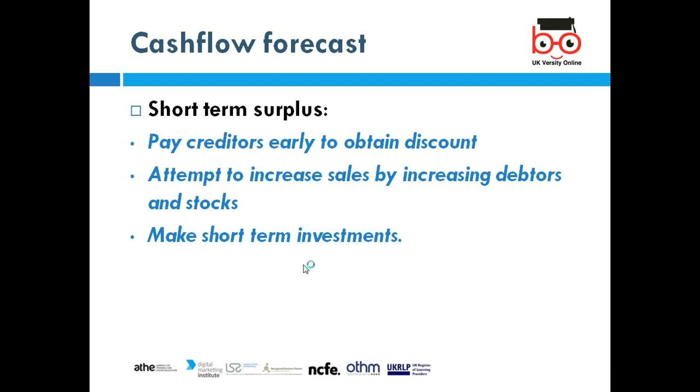So looking at the cash forecast, with a short-term surplus, pay creditors early to obtain the discount, or attempt to increase sales by increasing the debtors and the stock. Okay, cash is the lifeblood of any business. If we have cash, we have good bargaining power. So in a business, we always forecast. If we don't have our own cash, we need to make arrangements so that we won't be short of cash.